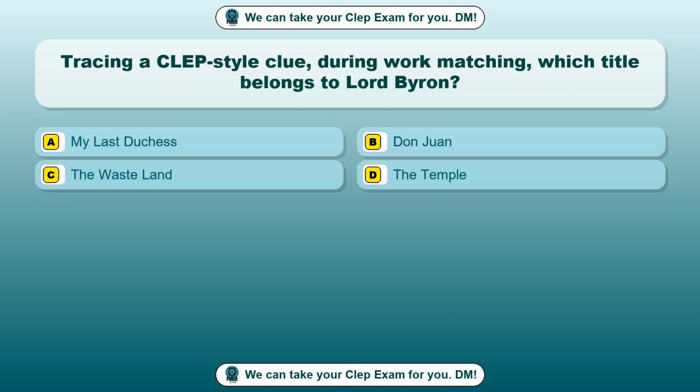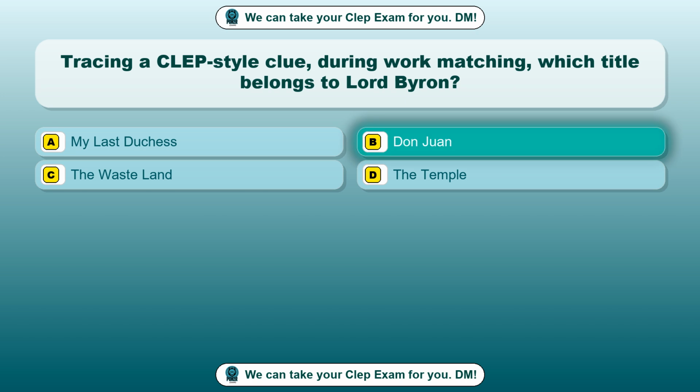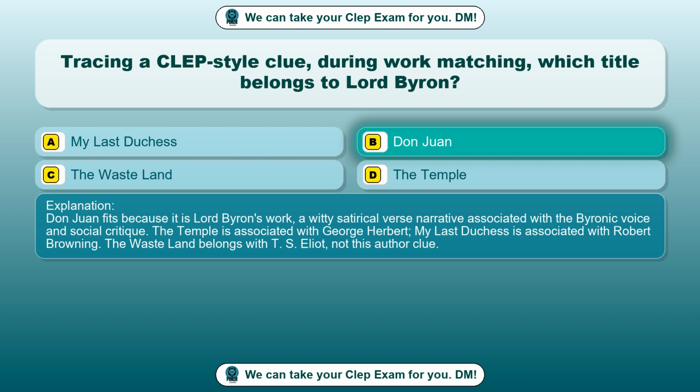Question 2. Tracing a CLEP-style clue during work matching, which title belongs to Lord Byron? Option A, My Last Duchess. Option B, Don Juan. Option C, The Wasteland. Option D, The Temple. The correct answer is option B, Don Juan. Don Juan fits because it is Lord Byron's work, a witty satirical verse narrative associated with the Byronic voice and social critique. The Temple is associated with George Herbert, My Last Duchess is associated with Robert Browning. The Wasteland belongs with T.S. Eliot, not this author clue.